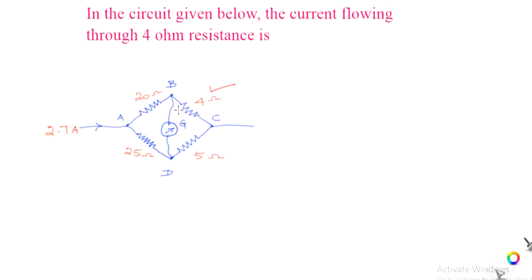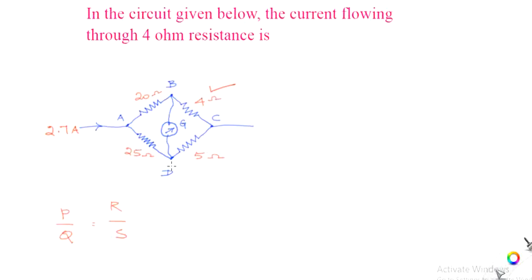By looking at this circuit, we can understand that it is a Wheatstone network form. If they are giving this type of circuit, first we have to check whether this circuit is balanced or not. For that, what we have to do? We have to find out the P by Q, R by S ratio. Here this is P, this is Q, this is R, this is S.